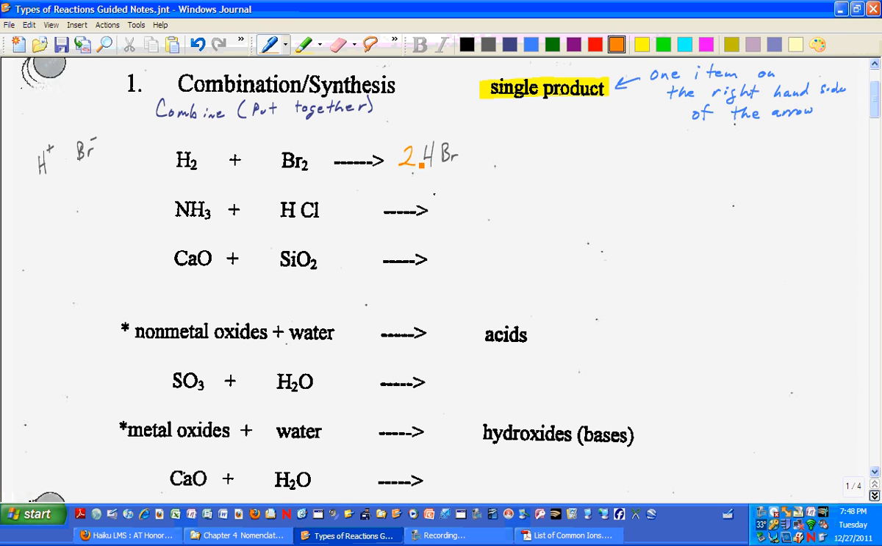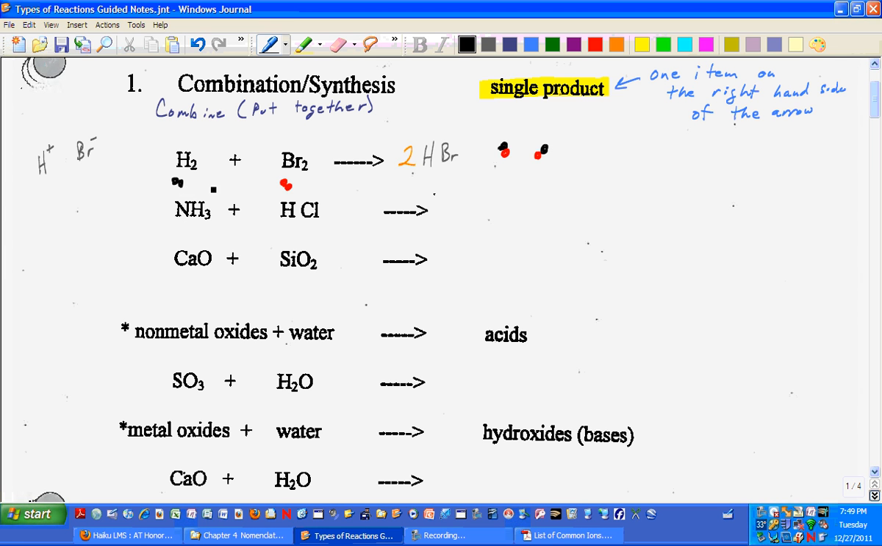So what we're going to do is balance this off by putting a 2 out in front of here. And what this says is that I took a single hydrogen molecule and a single bromine molecule. And what happens is those molecules break apart, and I wind up with a hydrogen bromide molecule in one combination, but that leaves an extra hydrogen and an extra bromine flying around. So what happens is we wind up with that combination again.